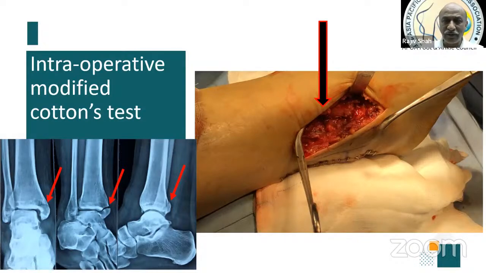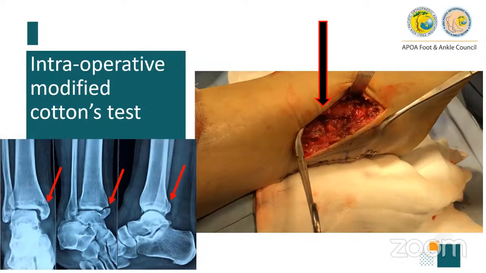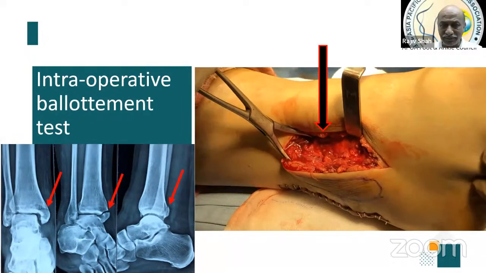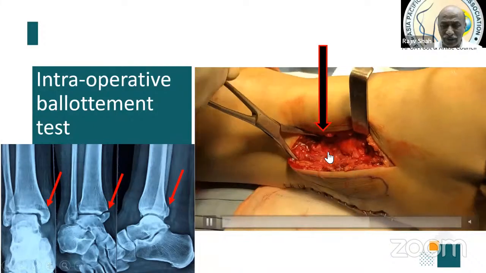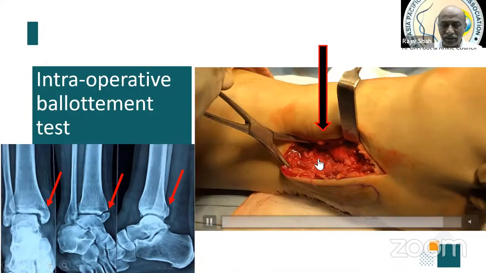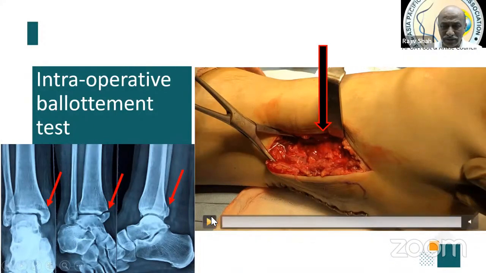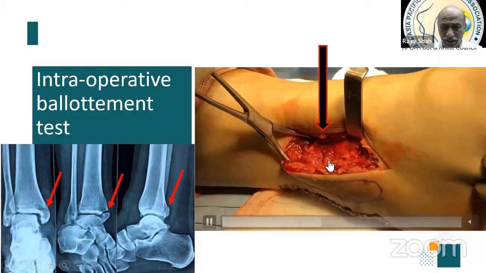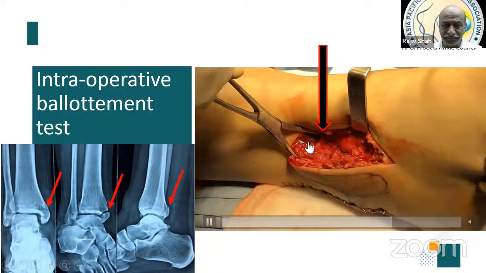This is after fixing the fibula, sir. Yeah, this is after fixing the fibula. And the ballottement test. See, I have fixed the fibula. And yeah, this is ballottement. This is more important, anteroposterior rocking.